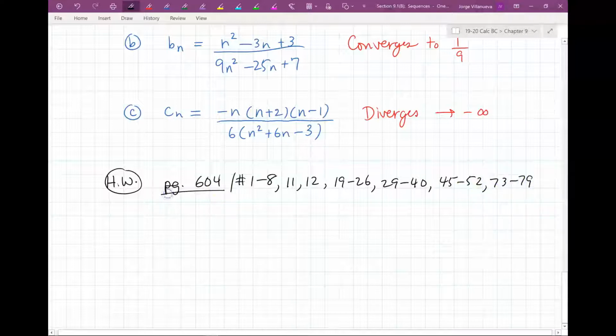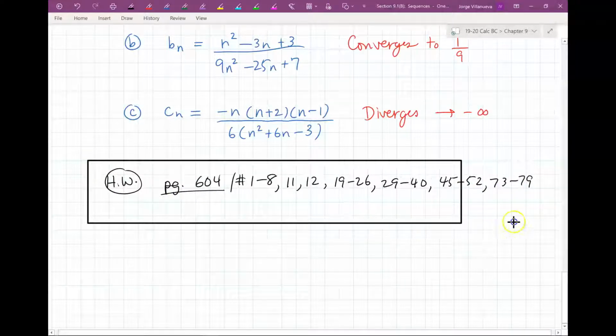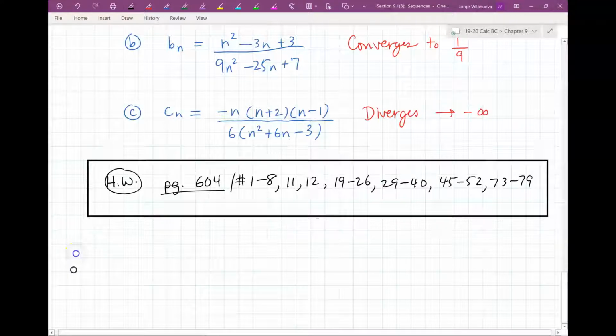So large assignment. I do apologize for that, but it's all based on convergence, finding sequences that converge or diverge, using pattern recognition to figure out the sequences, and then figuring out if those converge or diverge. So it's a lot of that stuff.